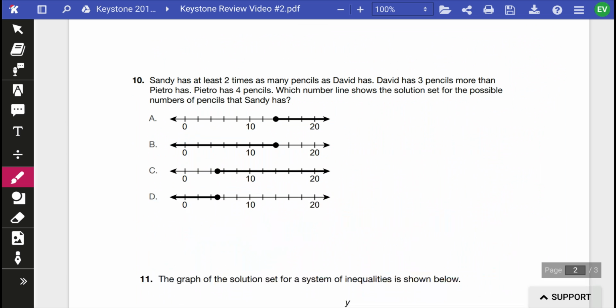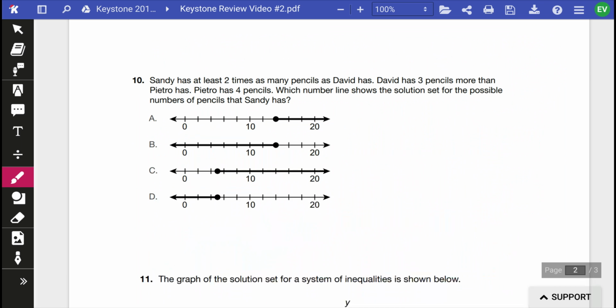Number 10. Sandy has at least 2 times as many pencils as David has. David has 3 pencils more than Pietro has. Pietro has 4 pencils. So which number line shows the solution set for possible number of pencils that Sandy has? In this one, we have to kind of work backwards from Pietro to David and then to Sandy.